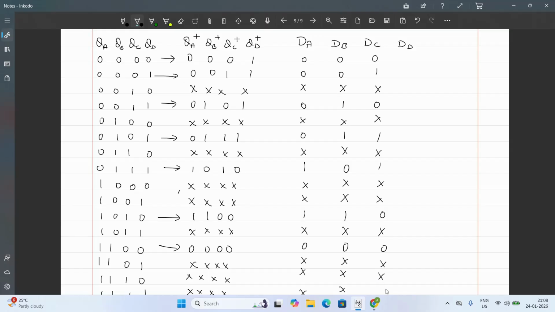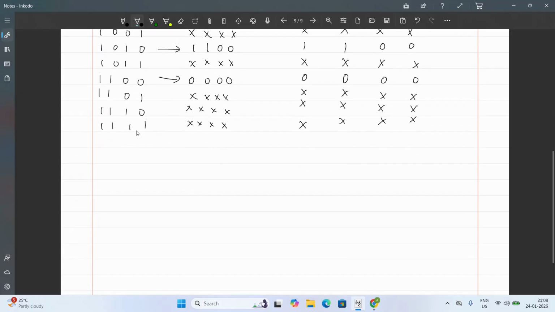DD will be the same as QD plus... X1, X1, X0, X, X0, X, 0, X, X, X. Okay, so your table is complete.